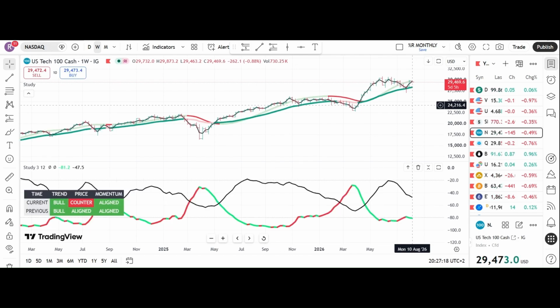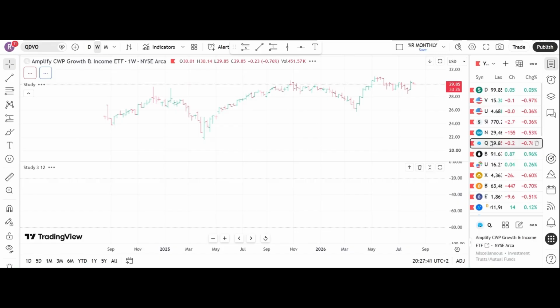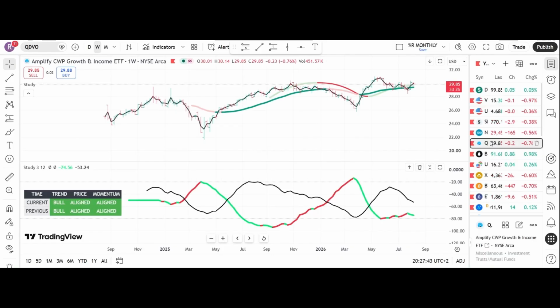On the Nasdaq, we see slightly different picture. There's a counter trend in terms of the price, but otherwise the picture more or less the same as the SPY, with here a lower high, and another lower high there. The Amplify CWP Growth and Income ETF, very similar to the Nasdaq, but in this case the bull is aligned with price and momentum, as we can see.